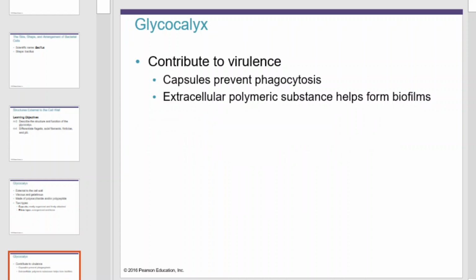The glycocalyx may also contribute to the virulence of the organism that possesses it. Capsules can prevent phagocytosis, and extracellular polymeric substances can help the organisms form biofilms, which also help resist phagocytosis.